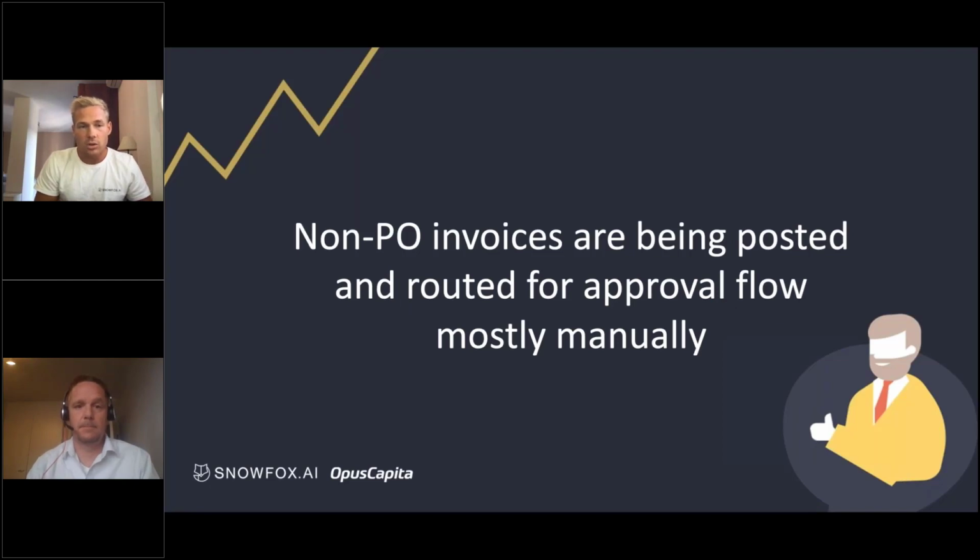Specifically, the non-PO invoices, like non-purchase order invoices, are being posted and routed for approval flow mostly manually. Typically, the automation level is between 10 to 30%. And most of the invoices, 70 to even 90% of all the invoices, are being posted and routed manually, which is, I don't know, quite amazing. We are living in 2022.